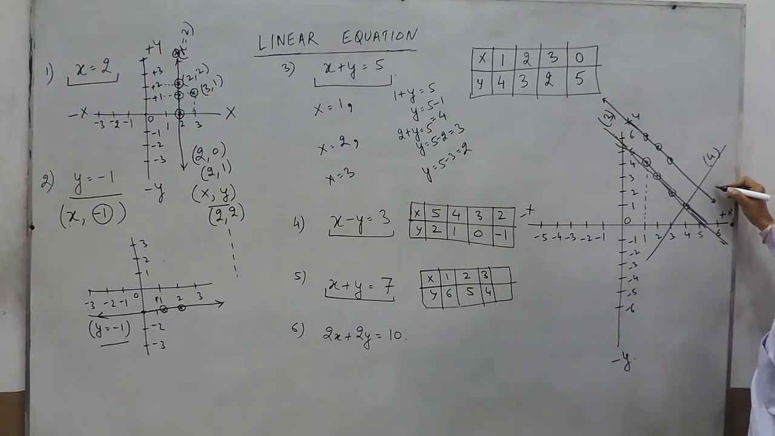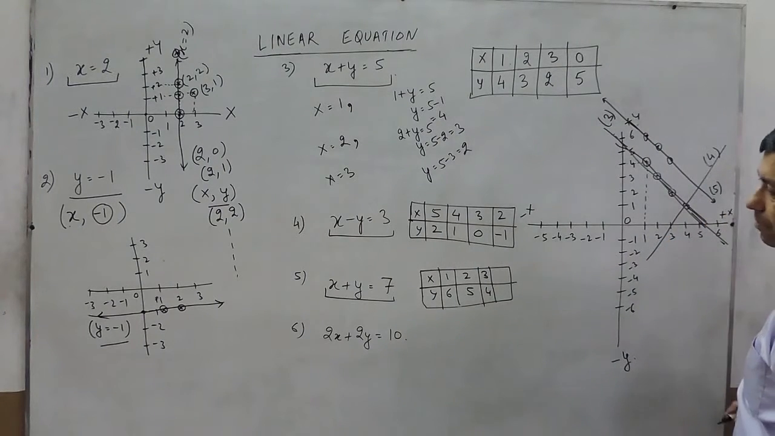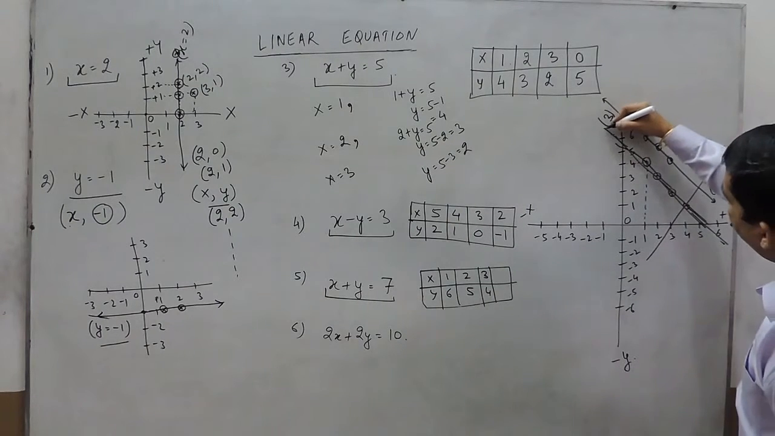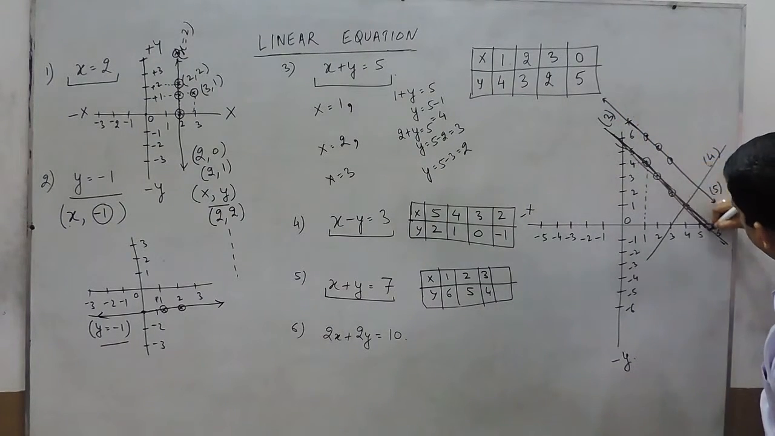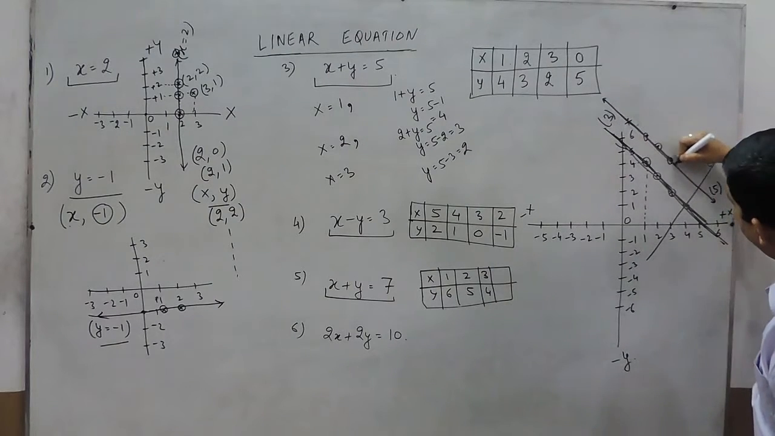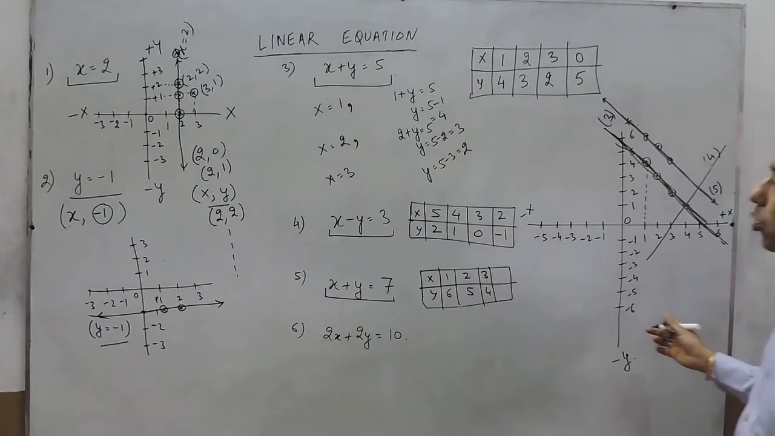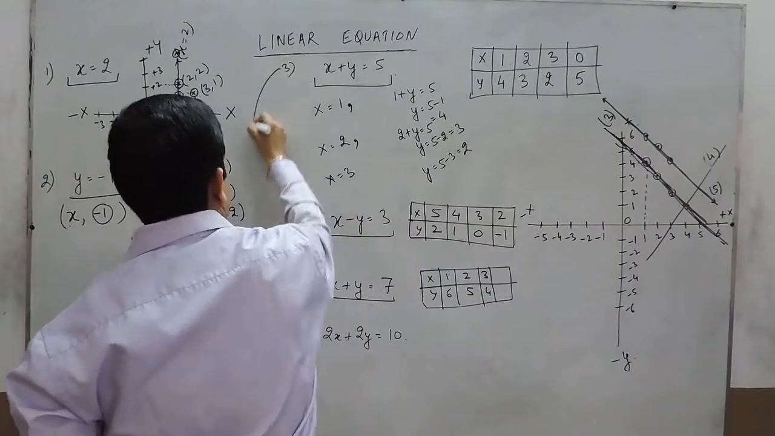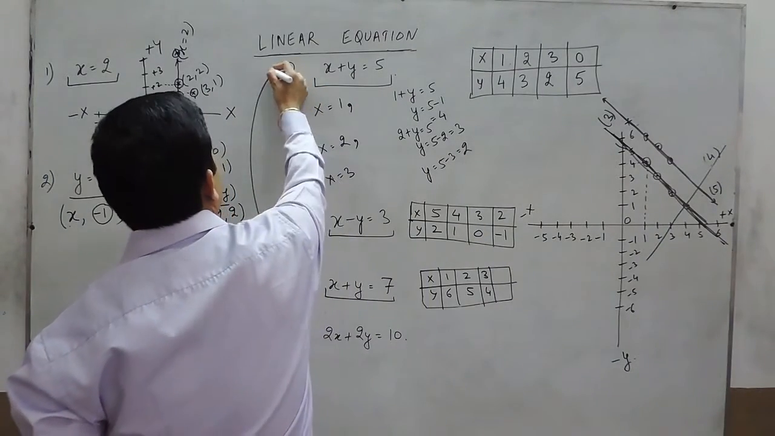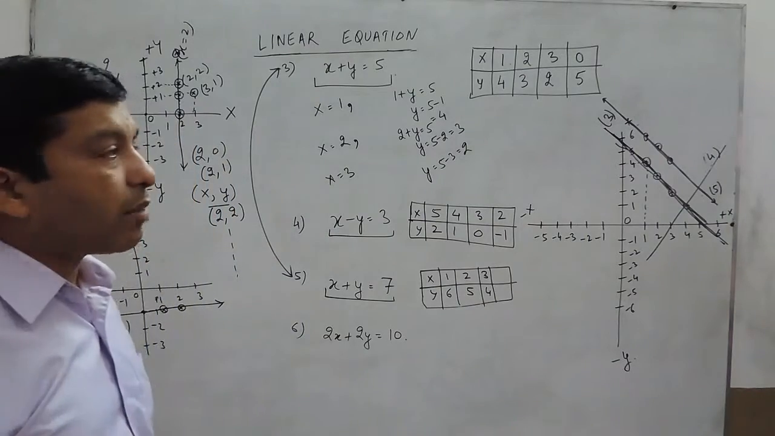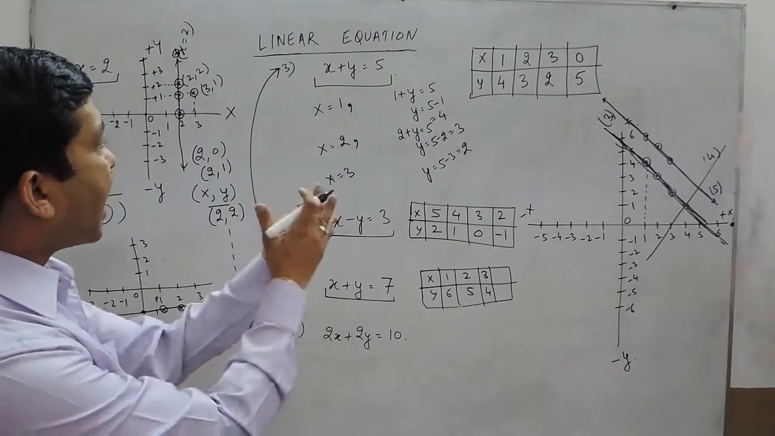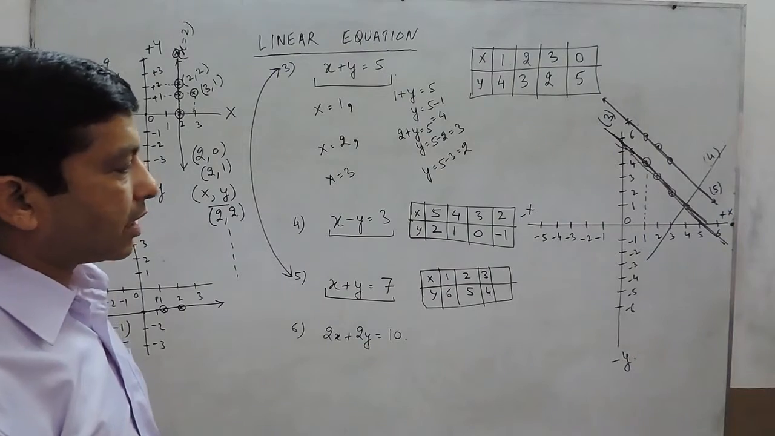And this is the line for question number 5. Now the important thing is that the line for question number 3 and the line for question number 5 are basically two parallel lines. They will not meet at any point. So question number 3 and question number 5, these two lines will never meet at any point. They are basically parallel to each other.